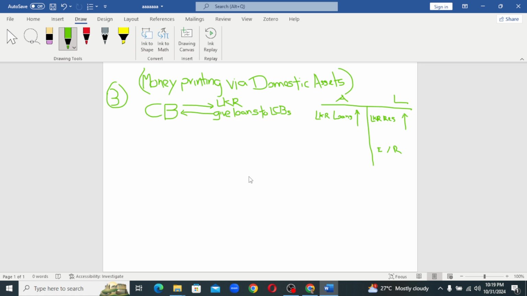And finally, what we can conclude is there has been no money printing or issuance of new liquidity by the central bank to finance the government's budget. In other words, there has been no money printing to finance the government's budget by the central bank.